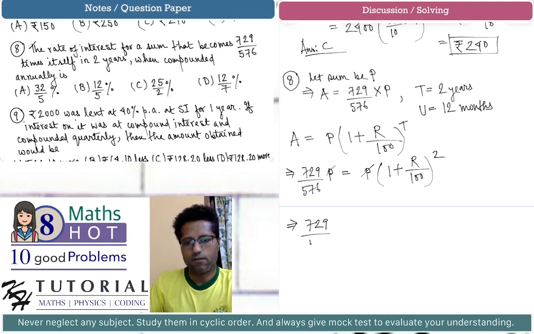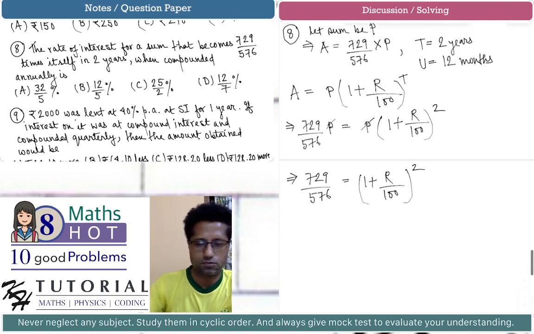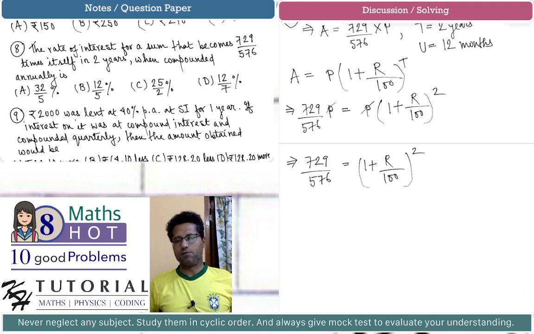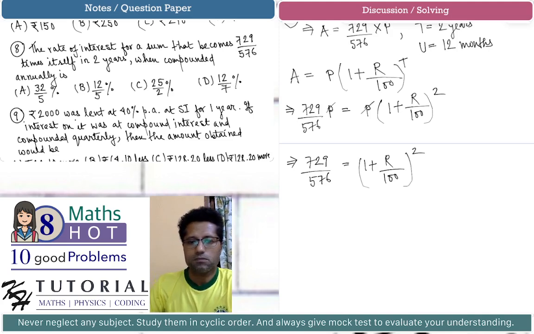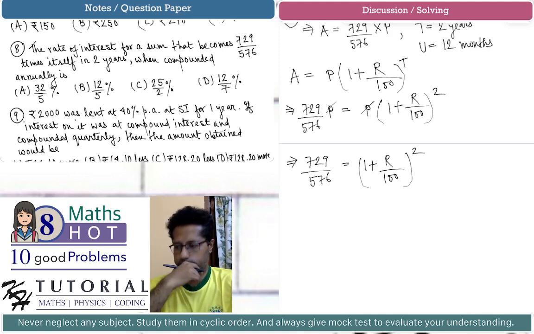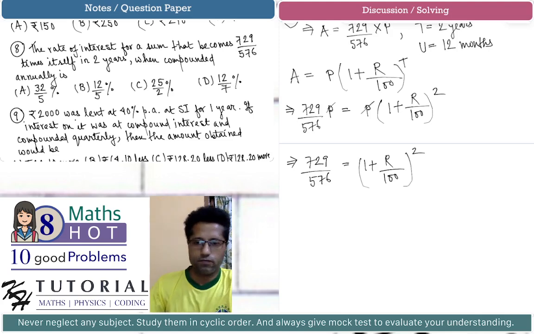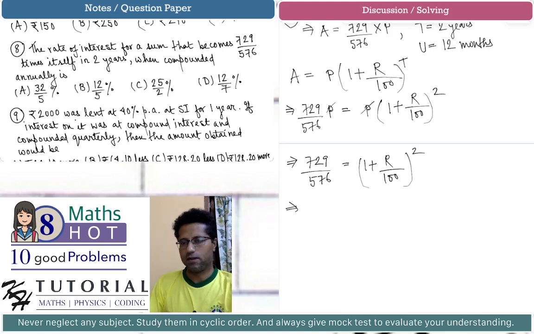We get 729 divided by 576 is equal to 1 plus R by 100 whole square. To solve for R from this equation, we have to somehow express the left hand side as an exponential term with the power 2. So we have to express both the numerator and the denominator of the left hand side as a perfect square. Now whose square is the number 729?